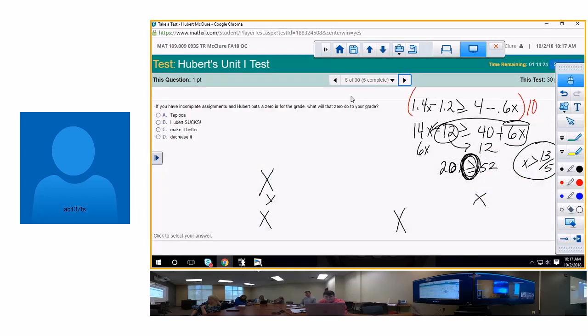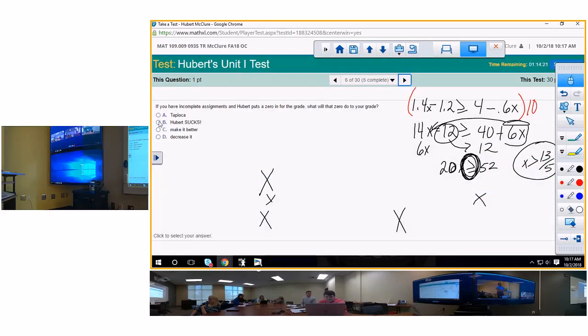Next, if you have incomplete assignments and Hubert puts a 0 in for the grade, what will the 0 do to your grade? B.